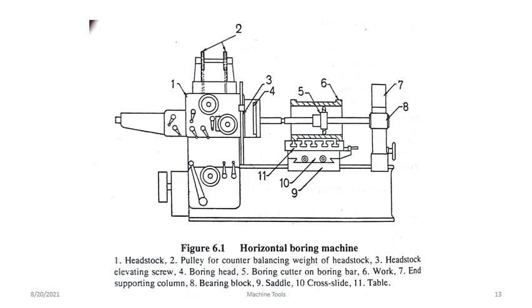Clear this one? First one is a headstock, second one is a pulley, third one is a headstock elevating screw, fourth one is a boring head, fifth one is a boring cutter, and sixth one is a work. Seventh one is the end supporting column, eighth one is a bearing block, ninth one is a saddle, 10th one is a cross slide, and 11th one is a work table. So these are the important parts of the horizontal boring machine.